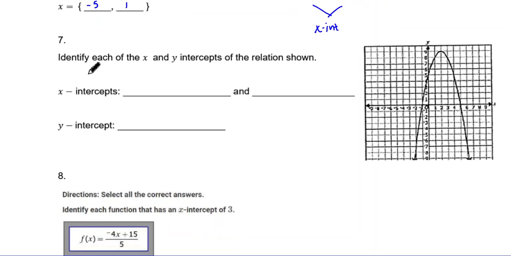Identify the x and y intercepts. The x-intercepts are at negative 5 and 1, and the y-coordinate is always 0. So you have (negative 5, 0) and (1, 0). And then the y-intercept looks like it's at 0, 5.